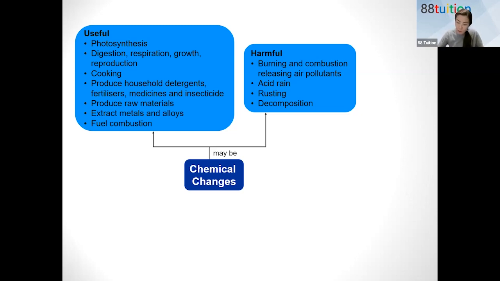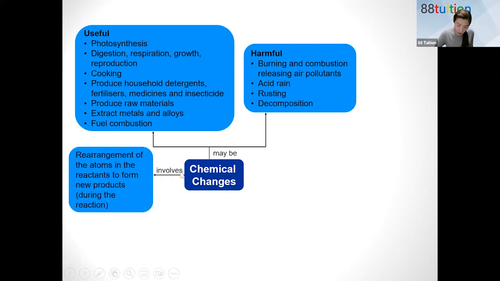Right? Now, harmful, like burning combustion, because they release pollutants into the air, right? So the air pollutants lead to haze, lead to a lot of other problems also, like acid rain. Okay, and then we have rusting, which is not favorable. And then decomposition as well. So our food can spoil easily, okay, because of the chemical change that can take place.